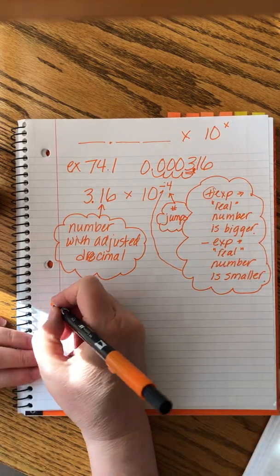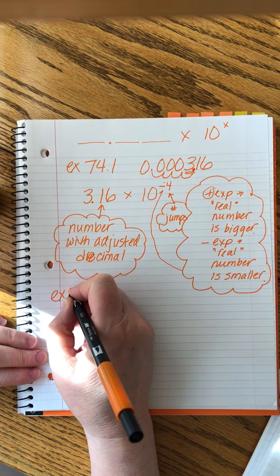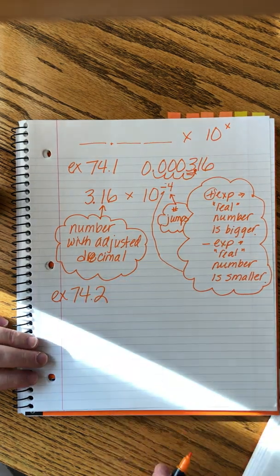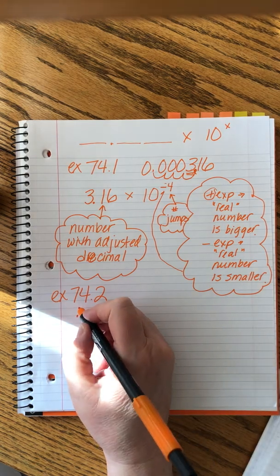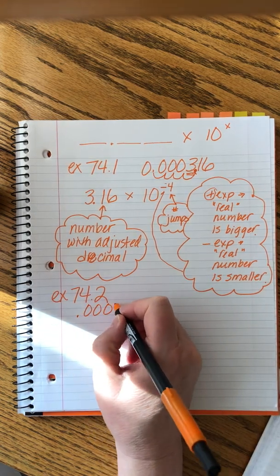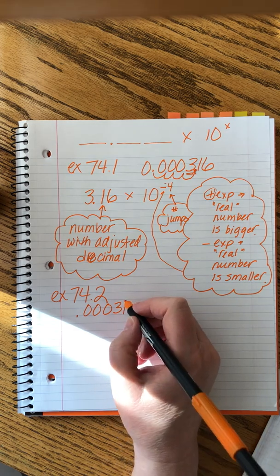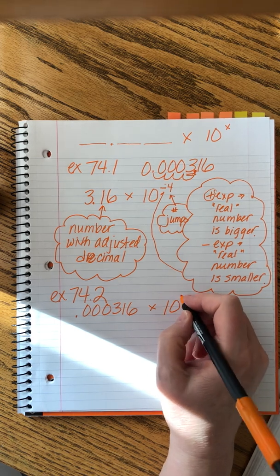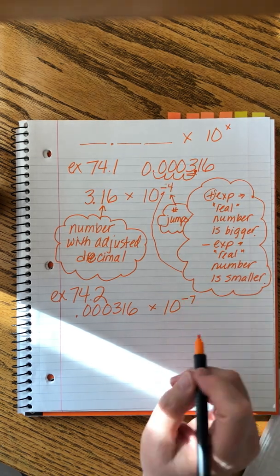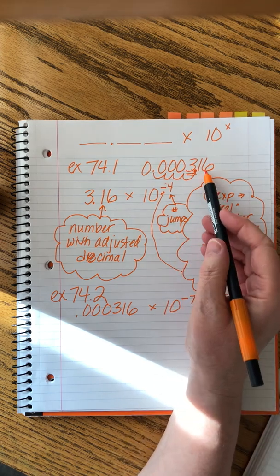Let's try another one. Right here, 74.2. This time, we're getting the number halfway into scientific notation, and we have to clean it up, all right? So this happens quite often in the sciences, where we get a number that's kind of in scientific notation, but not quite. Okay, so we've got this same number. Oh, look, that's the same number we had up here.